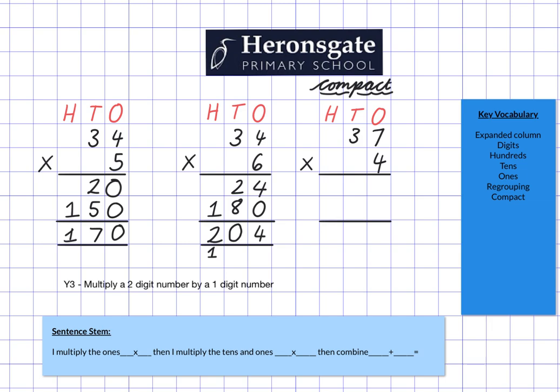Now this time, because we are not doing it expanded and we are doing it in the compact, we put the 8 ones here, and then we regroup the 2 tens and put it in the tens column here. Then we multiply the tens and ones, so 30 times 4, or 3 tens times 4, we know that is 120. And so I think about my tens first. So in 120, I have 2 tens, but I need to make sure that I add that to my regrouped tens. So 2 tens and 2 tens is 4 tens. Then in 120, there is 100. So I'm going to put that 100 in the hundreds column. So 37 times 4 is 148.